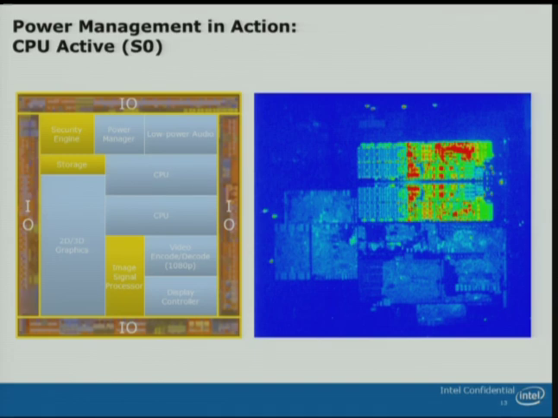So here I have a die map with blocks superimposed to show where the different components inside the SoC are. And we have the infrared die image showing that both the CPUs are active, and you can see the CPUs as well as the L2. That's the CPU active state, we call S0. You can see the graphics as well as other features.